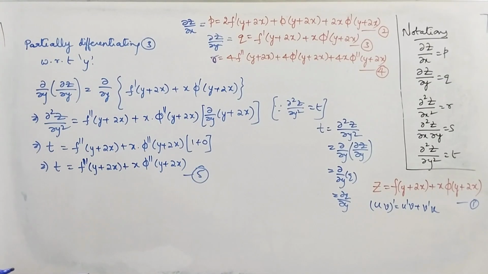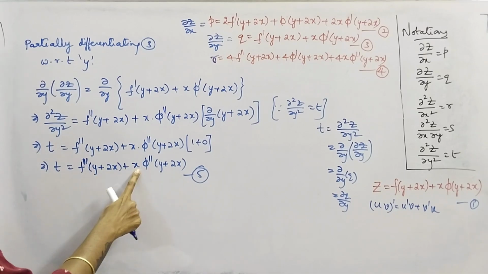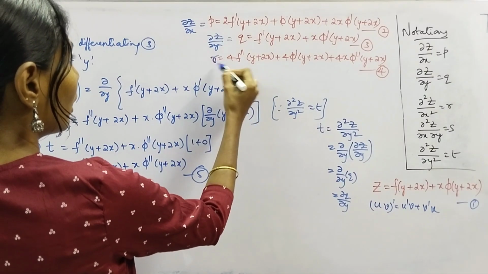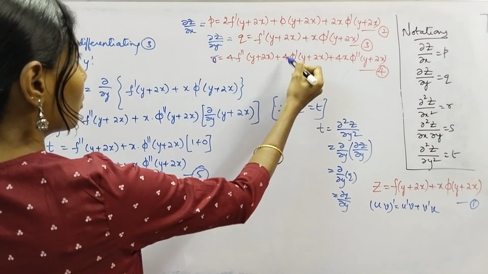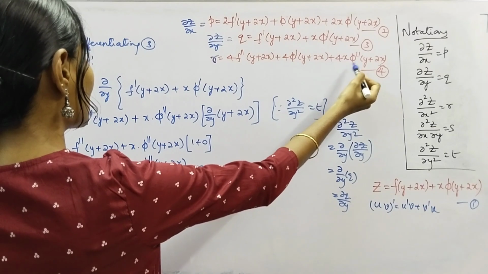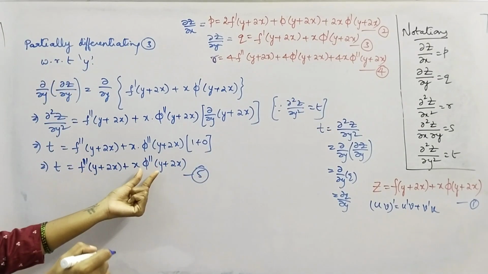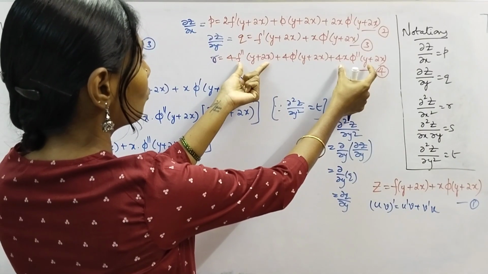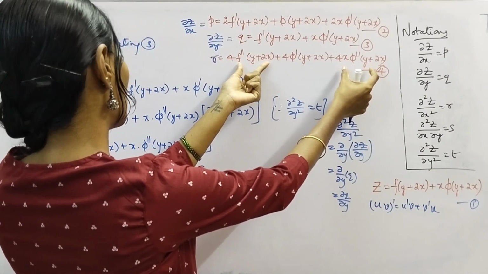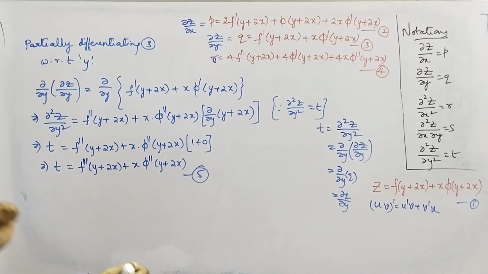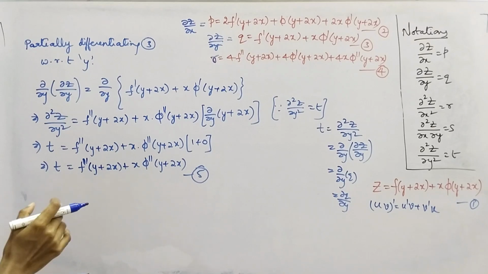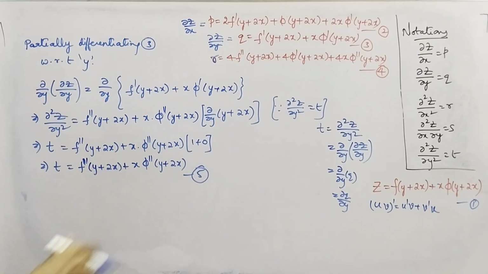Now observe the equations we have. Here you have f'', x φ'', that is f'' plus x φ''. In this equation, r equals 4f'' plus 4φ' plus 4x φ''. If you take 4 common from these two terms, you'll get 4 times f'' plus x φ'', right? That term can be replaced by t. But what about φ' of y plus 2x? You need to substitute it with some value which does not involve any arbitrary functions.